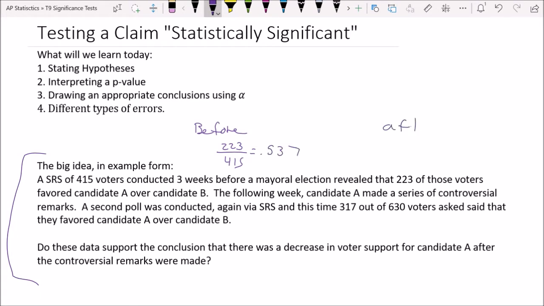And then after, what do we get? 317 out of 630, and that is 50.3, or 0.503. So at first glance, it looks like the support went down for the candidate. But the question is, is that difference big enough to be a statistically significant difference? Or is it more easily described by features that we learned about with the sampling distribution? Or we might say, is it more easily described just by chance, because it may not have been the same people who we asked, or something like that? That's the question that we're setting out to answer in this unit and the ones that follow.